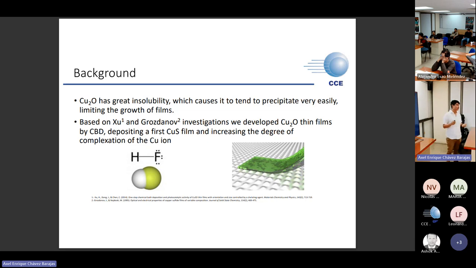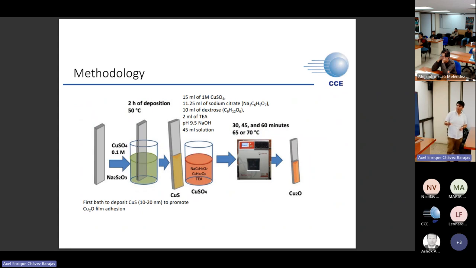But it has a problem because part of the material tends to go away from the substrate. It has poor adherence. So, taking this into consideration, I repeated experiments of both groups using sodium citrate and the first film of copper sulfide. However, I made the films, but they were very opaque. So at least for my application, it was not good.